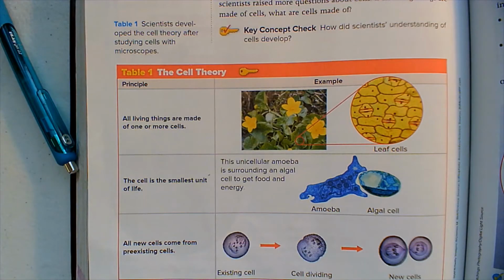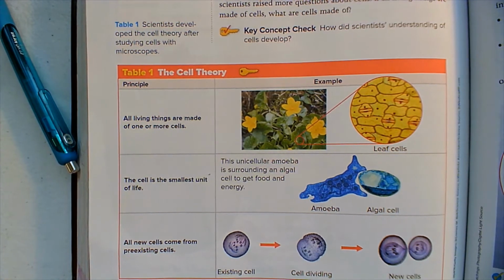Let's look at the key concept check. How did scientists' understanding of cells develop? Scientists' understanding developed by using better microscopes and looking for cells in many different places. So until they had the microscope, they couldn't understand cells. But once the technology developed, then the science became evident. And so you'll see that with science and technology, the development of technology increases the amount of science that we know. And as we know more science, we also increase our technology.